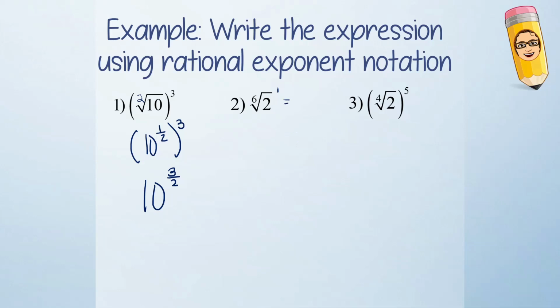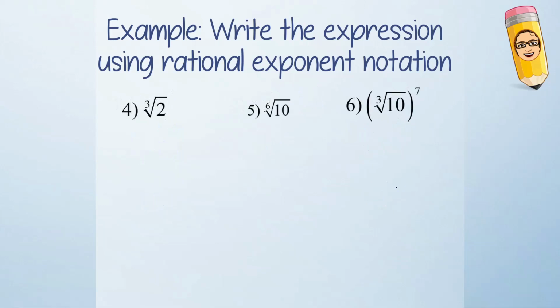So I'm going to change the 6th root of 2 to 2 to the 1/6, technically to the 1st. Now I'm going to change the inside. That's 2 to the 1/4, because that's the 4th root of 2. And then I'm just going to multiply, so 2 to the 5/4. Now, try these 3 again on your own. So pause the video for me.